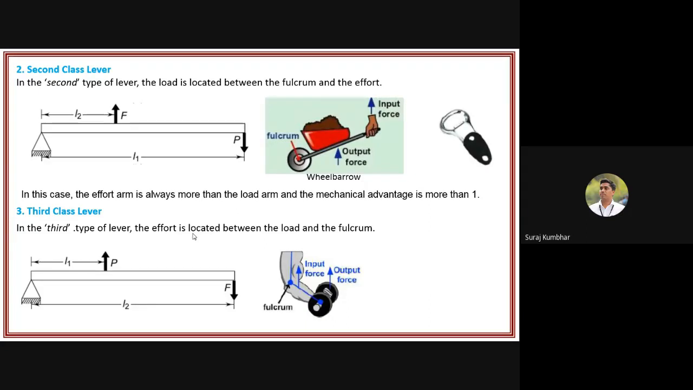Then another example is tongs. Here is the end point, this is the fulcrum. At the middle portion we apply the effort, and at the end portion we are picking up some particular component. So these tongs act like a third class lever. This is the best example for the third class lever.